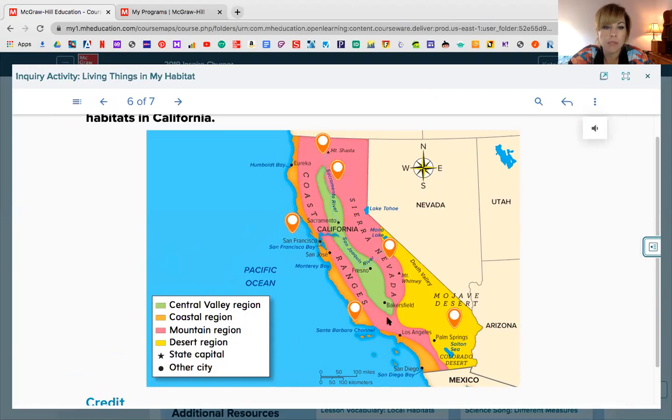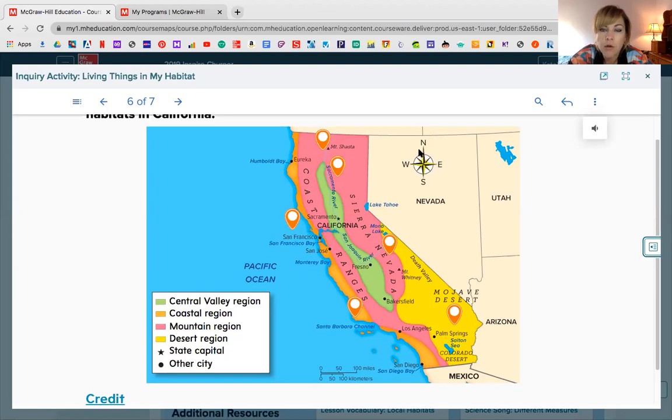Obviously, you guys know what mountains are. And then this yellow part is considered the desert. And remember, think about that habitat. It's super dry and hot. If you find the star, that is where our state capital is. The state capital of California is Sacramento. And then other cities are dotted: San Diego, Palm Springs, Los Angeles, Bakersfield, Fresno, San Francisco, Eureka. And here is my compass, and you guys know that, right?